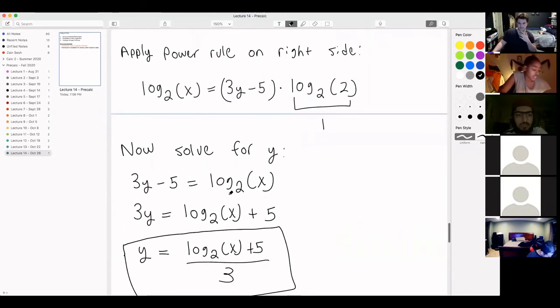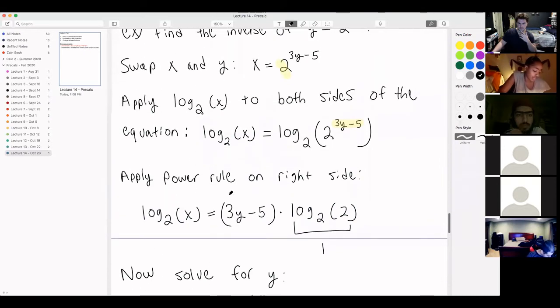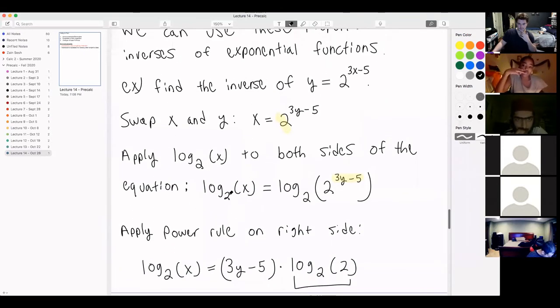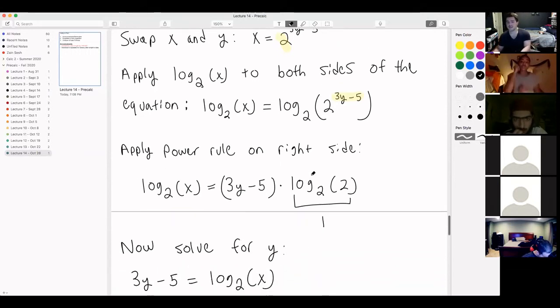Is it always going to be apply log base 2, or do you use the same base as what it gives you? Use the same base of the exponential. Here, the base of the exponential is 2, so I will apply log base 2 to both sides. And the reason is so that this guy comes out to 1. It just makes it nicer.